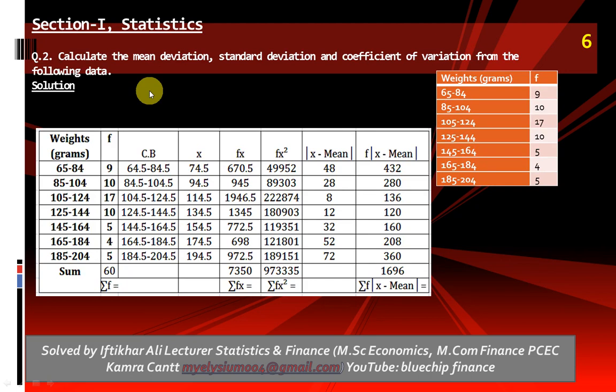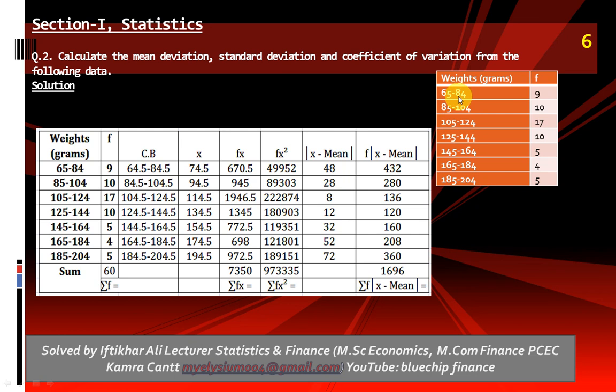Now we move to the main section 1, and that is about the calculation of mean deviation, standard deviation and coefficient of variation from the following data. Data is given here. So here classes are given, frequency is also given here.